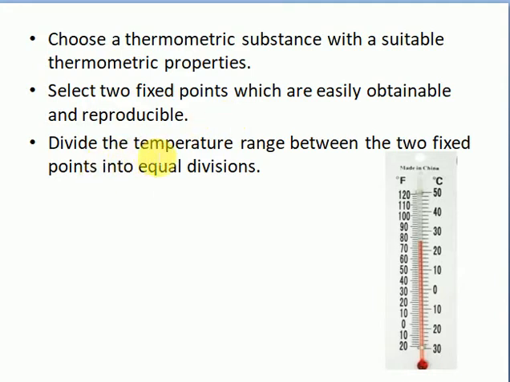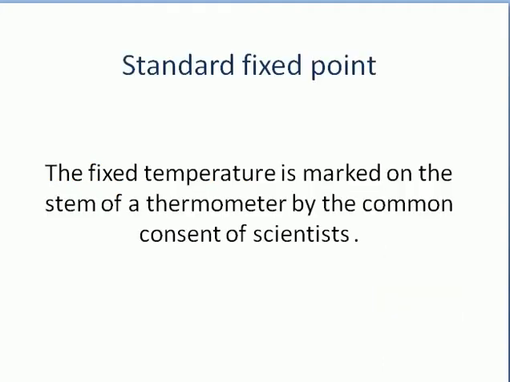The third step is to divide the temperature range between the two fixed points into equal divisions. Think about it: if the divisions in this range are not equal, what happens? We will not get the correct values. So in the range between the fixed points, we need equal divisions. Clear?